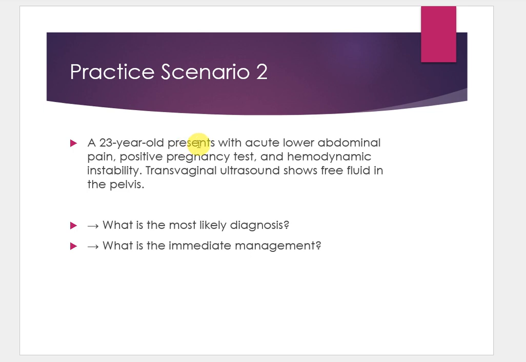A 23-year-old woman presents with acute lower abdominal pain, a positive pregnancy test, and hemodynamic instability. Transvaginal ultrasound shows free fluid in the pelvis. Whenever lower abdominal pain along with hemodynamic instability is given and the pregnancy test is positive, it can be a ruptured ectopic pregnancy leading to hemodynamic instability, and there is free fluid in the pelvis as well. So this is ectopic pregnancy. Scenarios like these can be given, and the answer is expected of you.